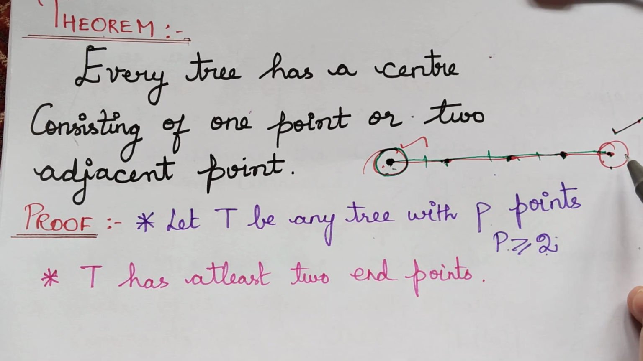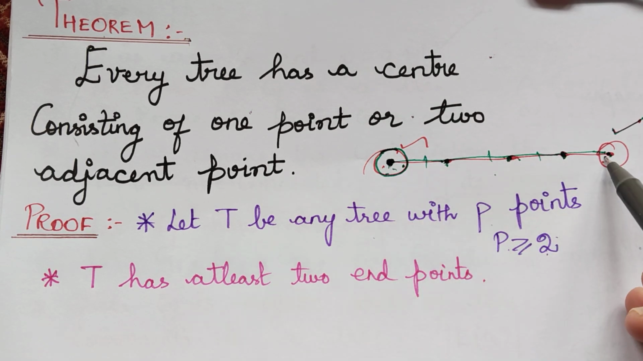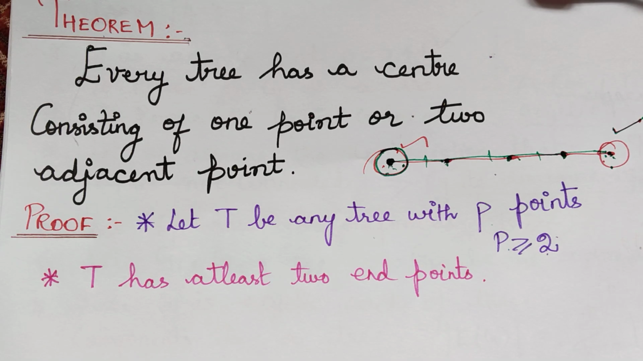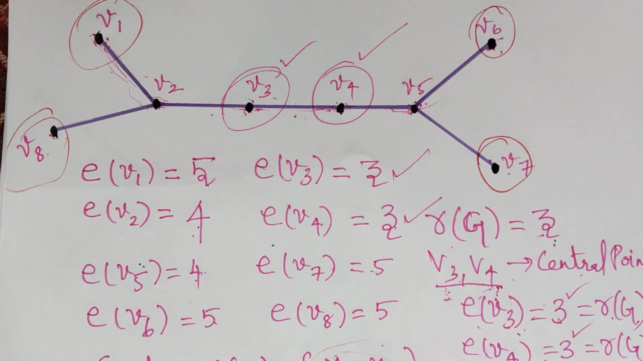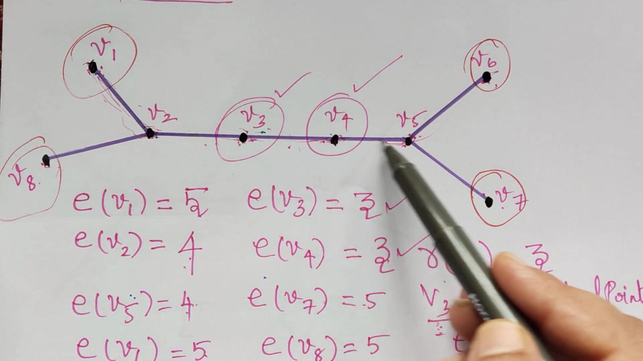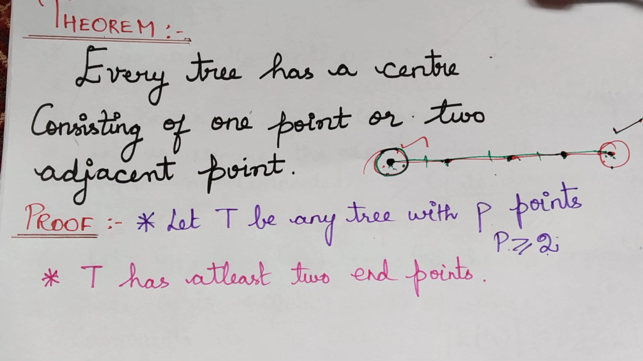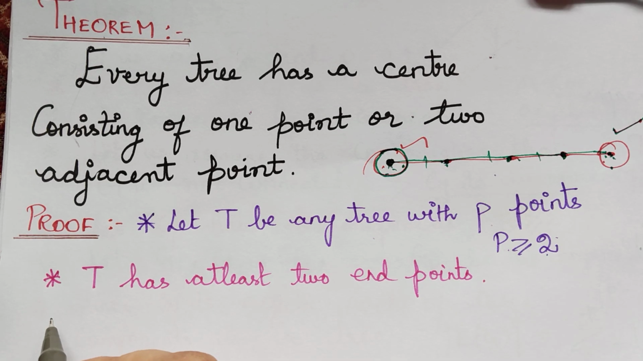What is the maximum eccentricity that we saw so far? It is 4. So the endpoints will always have maximum eccentricities. If you observe the examples that we learned previously also, the endpoints will have the maximum eccentricity. So if you see here in this example, this endpoint had the maximum eccentricity 1, 2, 3, 4, 5. So the longest distance will be for the endpoints only. So therefore we can write that into words.